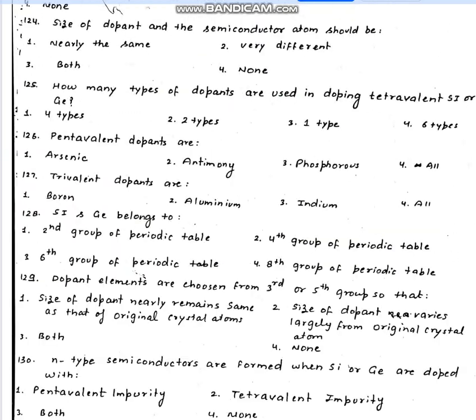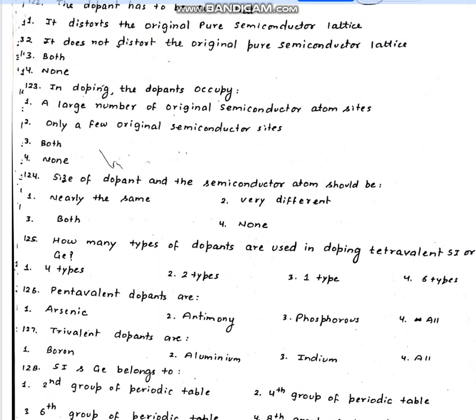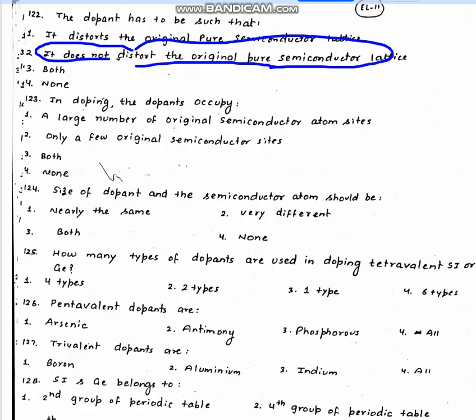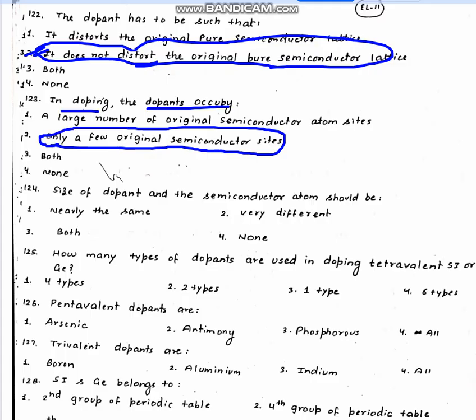Next is dopants have to be such that the original configuration is not disturbed. So the sizes have to be approximately the same. Next is in doping, the dopant occupy a large number of original sites. No, it's only a few original semiconductor sites. It's generally in the order of ppm, parts per million. That is only one site out of 1 million, that is 10 to the power 6 atoms, is occupied by the dopant impurities.